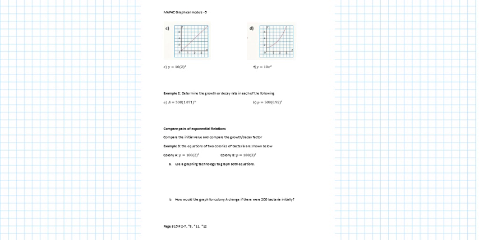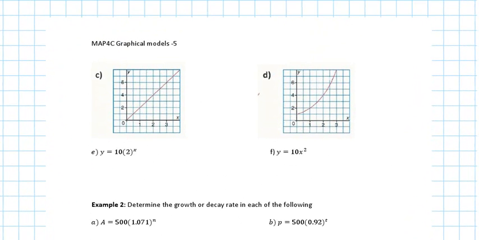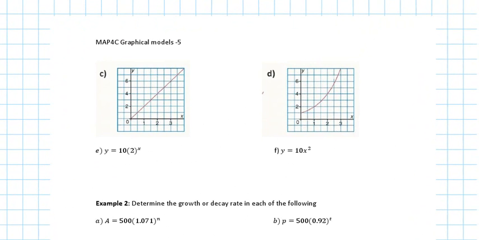Let's look at the graphs. Is the first graph exponential? No. So not exponential, this is a straight line. And the second one, what can you tell me about it? Which one do you write? Yeah, D. Yeah, it's exponential. Yep. So it is exponential.